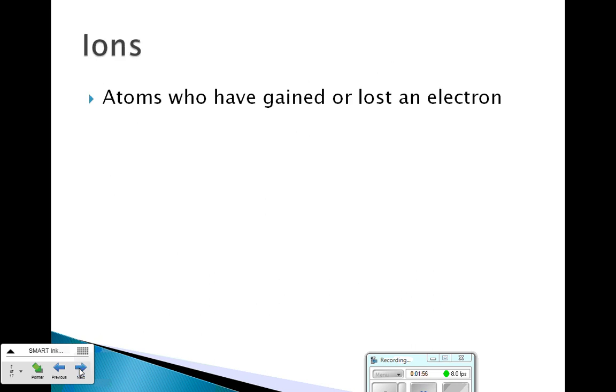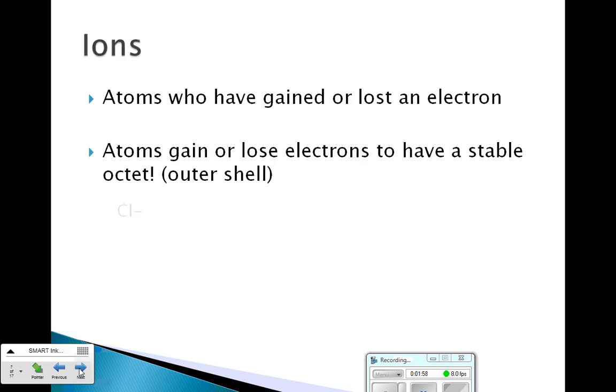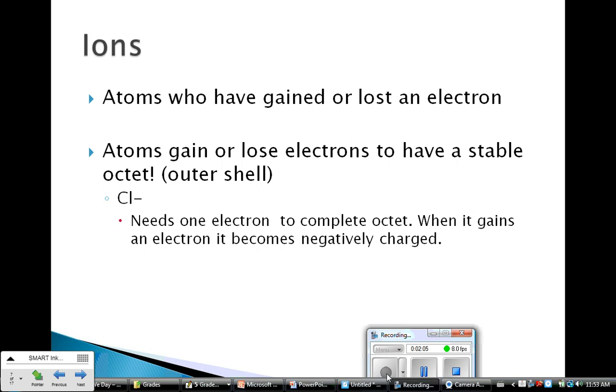So that brings us to ions, and this is the new part of the notes. So this isn't a group. Ions are any atom that has gained or lost electrons. So as we've seen, atoms will gain or lose electrons to fill up that outer shell. So once they do that, they're now considered an ion. All right? So chlorine, for example, needs to find an electron, add it to its outer shell, and when it does that, it becomes negatively charged, and it's called an ion.